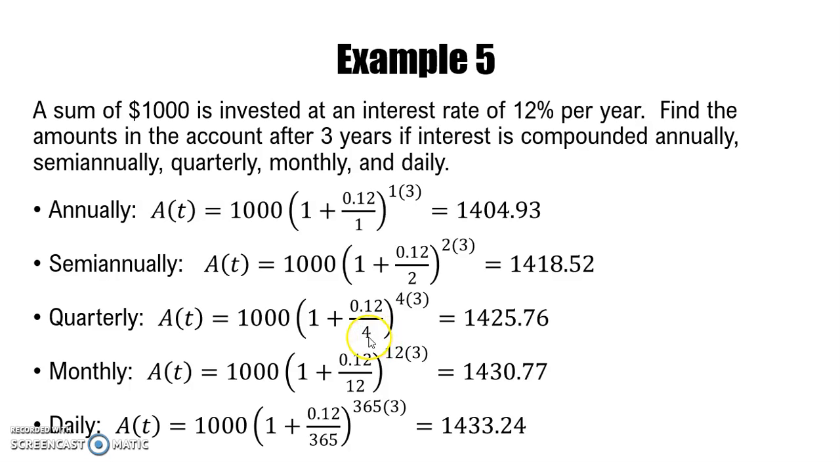For quarterly, n changed to 4, and I ended up with 1,425.76. For monthly, n changed to 12, and I ended up with 1,430.77. And for daily, n is 365, and that's 1,433.24.